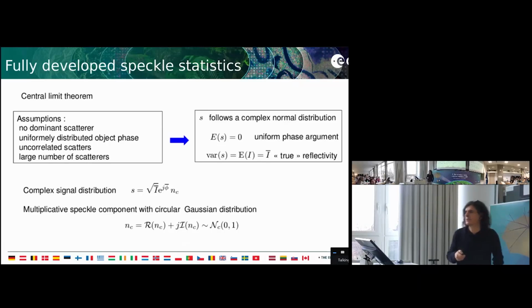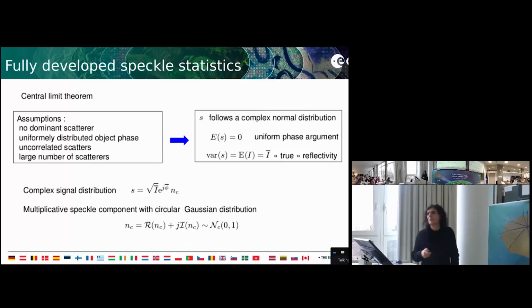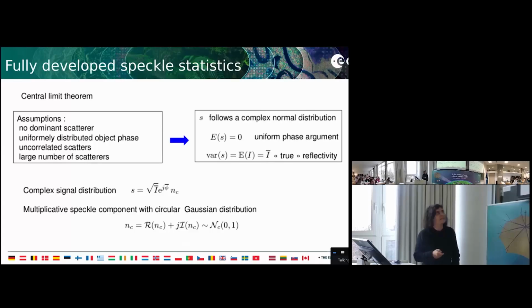Multiplicative noise is strange to handle. Most of the signal processing you might have done before takes into account additive noise. You have the true value plus noise. In our case, we have multiplicative noise. This is due to the physics.